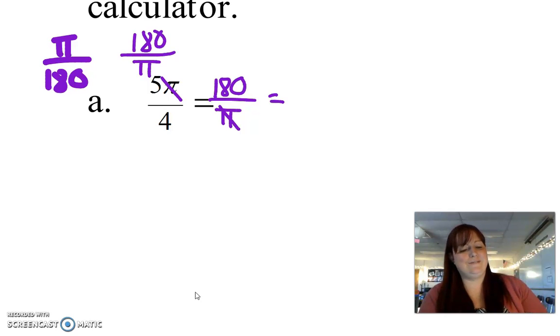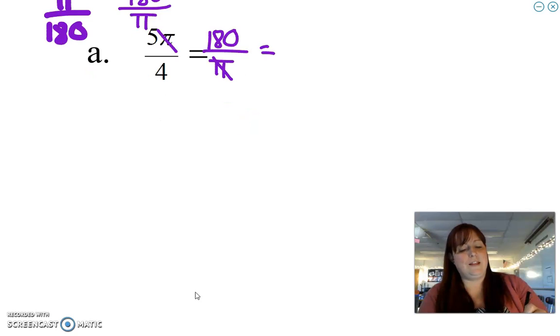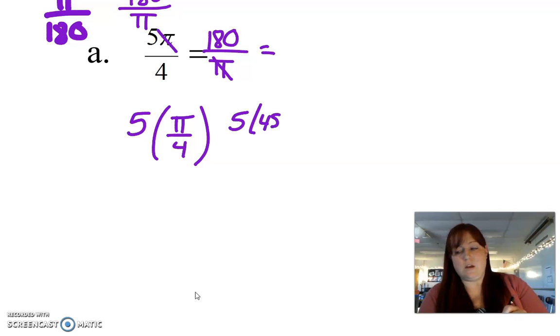Now here's a better way. 5 pi over 4 is the same as 5 times pi over 4, right? Well, what's pi over 4? Pi over 4 is 45. So this is the same as 5 times 45. And what's 5 times 45? Well, it's 225.